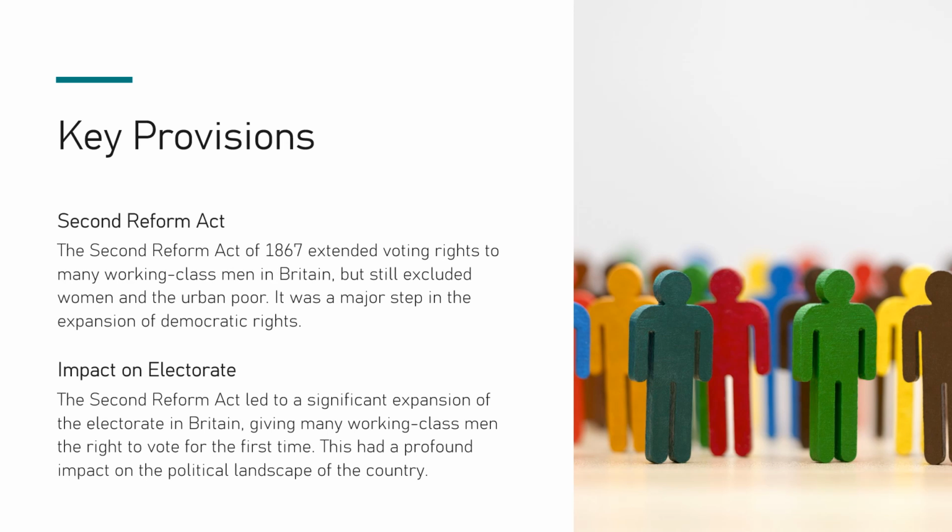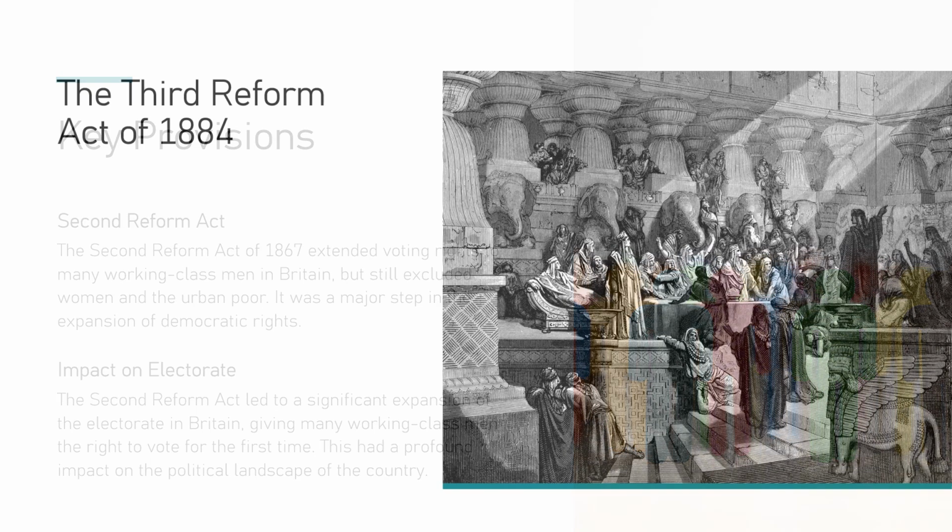Key provisions. Second Reform Act. The Second Reform Act of 1867 extended voting rights to many working class men in Britain, but still excluded women and the urban poor. It was a major step in the expansion of democratic rights. Impact on electorate. The Second Reform Act led to a significant expansion of the electorate in Britain, giving many working class men the right to vote for the first time. This had a profound impact on the political landscape of the country.